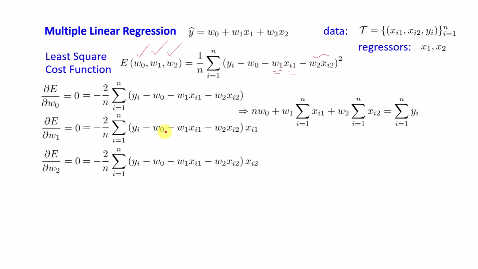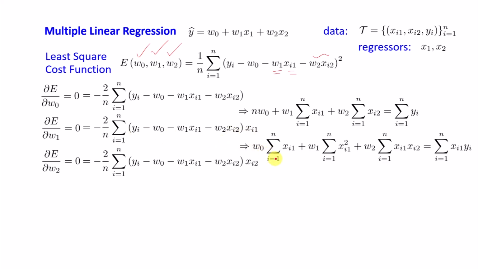Similarly, from here we have this W0, but now W0 is multiplied by xi1. So if I do the summation, it would be W0 multiplied by summation of xi1. W1 has xi1 multiplied by xi1. So W1 and summation of xi1 square. Then W2, where xi1 and xi2 are multiplied. So summation of xi1, xi2. And on the other side, I have xi1, yi. So this is xi1, yi here.